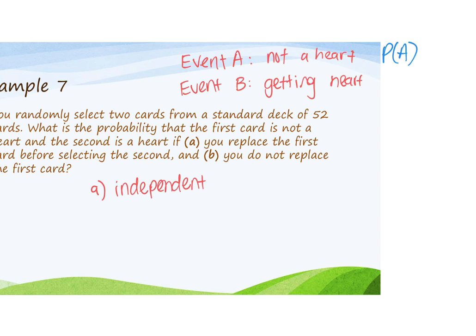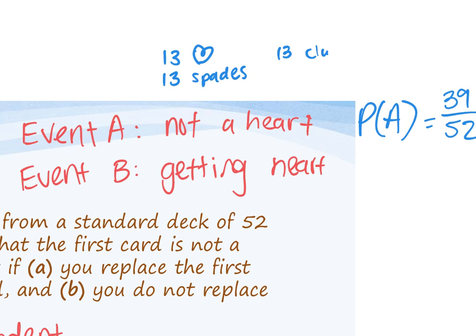You take 39 over 52, because there's 52 divided by 4 because there's 4 different classes of cards. That's 13. 52 minus 13 is 39. Absolutely. So 52, we divided it by 4, because there's 13 hearts, there's 13 spades, there's 13 clubs, and there's 13 diamonds. Do you guys agree?